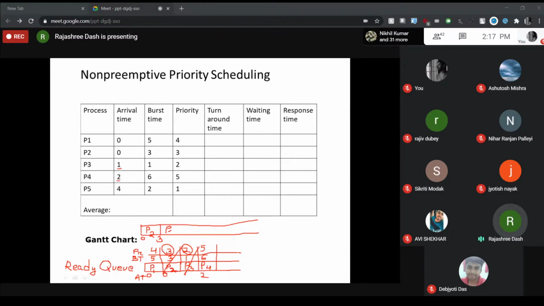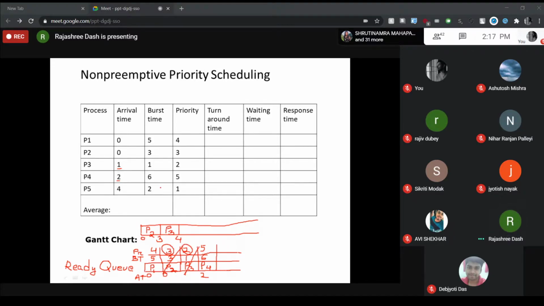Now P3 will continue up to, what is the burst time of P3? Burst time of P3 is 1. So 3 plus 1, it will continue up to 4. Carefully just check. Accordingly, you also write in your copy.